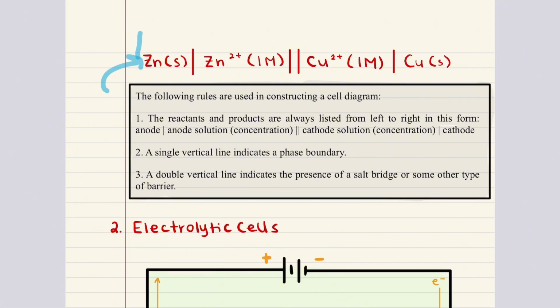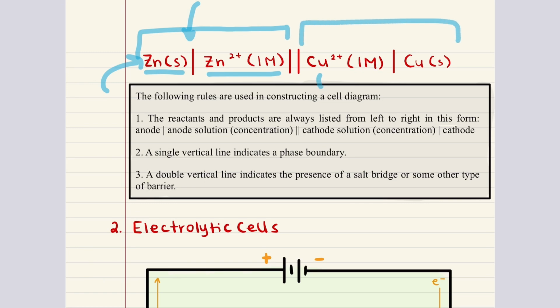Now, this first half that we see right here shows solid zinc separated by a vertical line from zinc ions and their concentration. This indicates the oxidation of solid zinc to zinc ions in solution at the anode. And here in the second half, we see copper ions and their concentration separated by one vertical line from solid copper. This represents the reduction of copper ions to solid copper at the cathode.